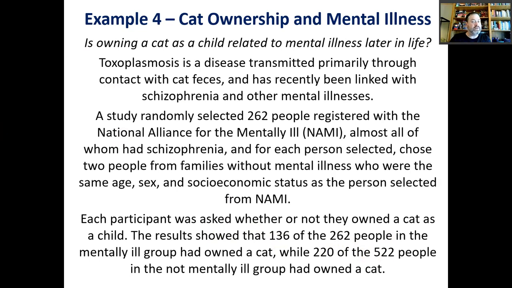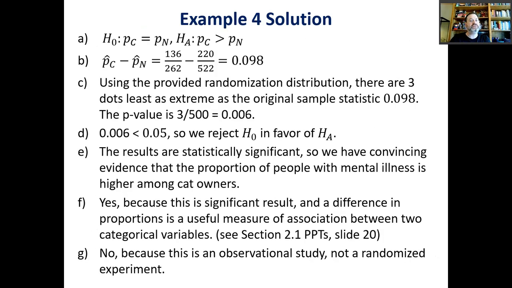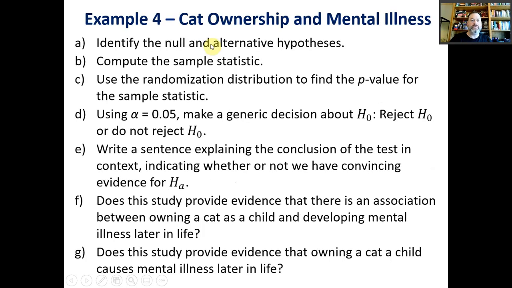Our parameter is p1 minus p2, which means our null hypothesis will be PC equals PN. So I put C for cat and N for no cat. And the alternative hypothesis, we're putting a greater than symbol here because we think that the data will show that cat ownership is linked to higher mental illness. So we put a greater than there because we think the data might show that the proportion of cat owners with mental illness is higher than non-cat owners.